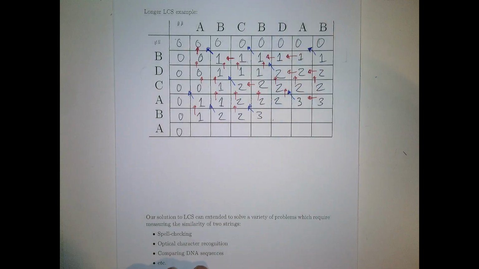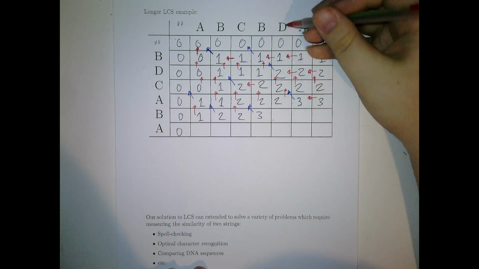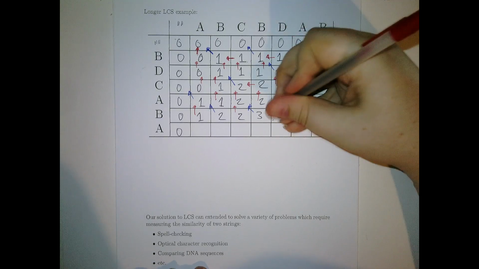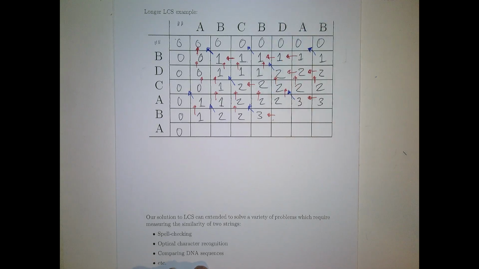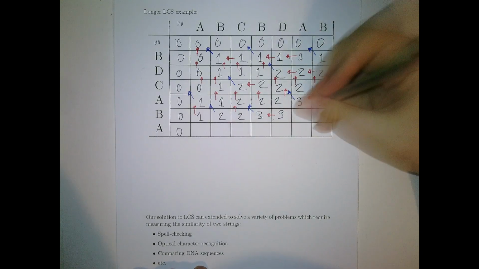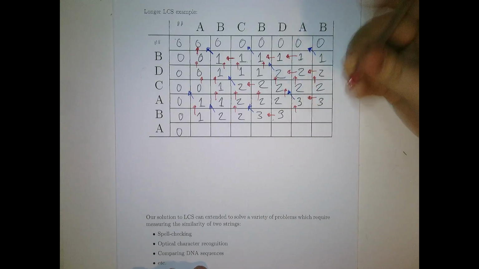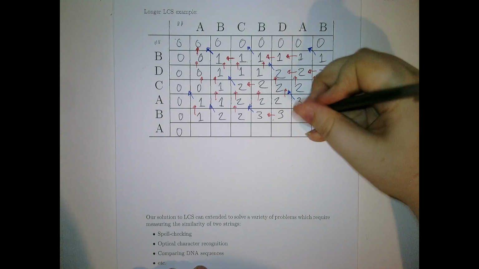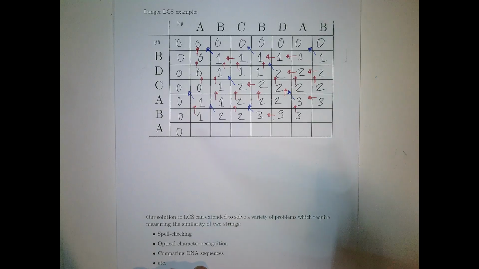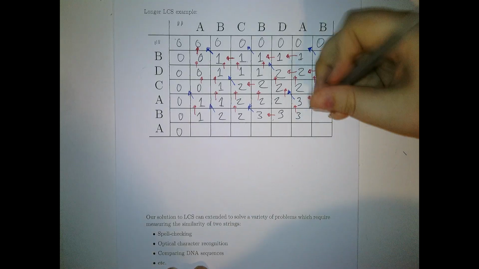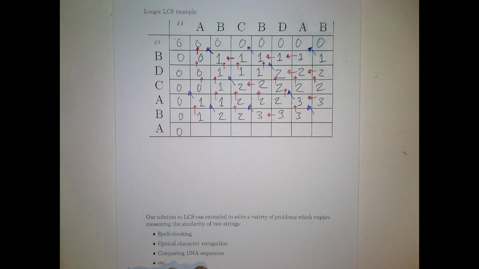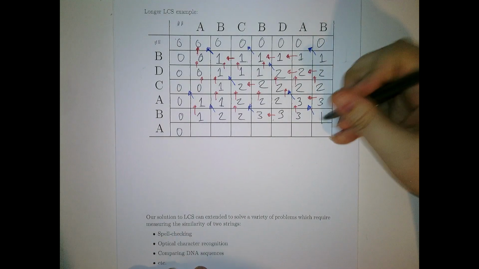We have B versus D, not a match. And we'll take the max, which in this case is actually the 3 we just got. Ooh, nice. And then we have B versus A, not a match. We've got 3s on either side, so we'll take arbitrarily the top 3. And then we have B versus B, and this one's an interesting one because this one gives us a match, and that gets us to 4.